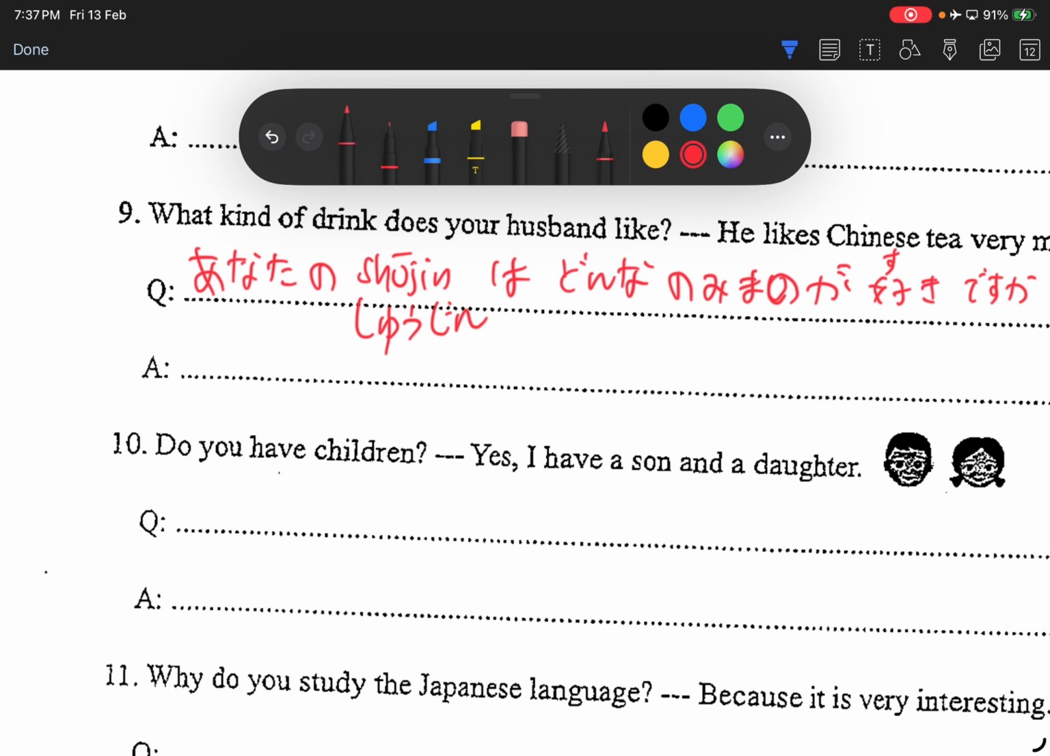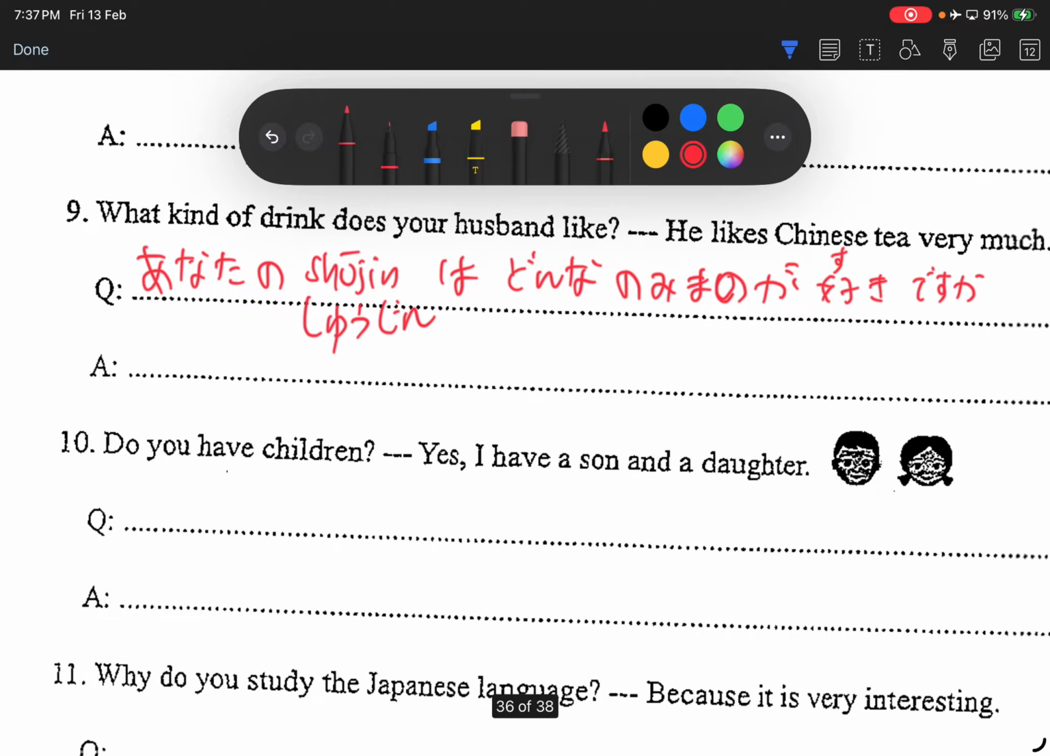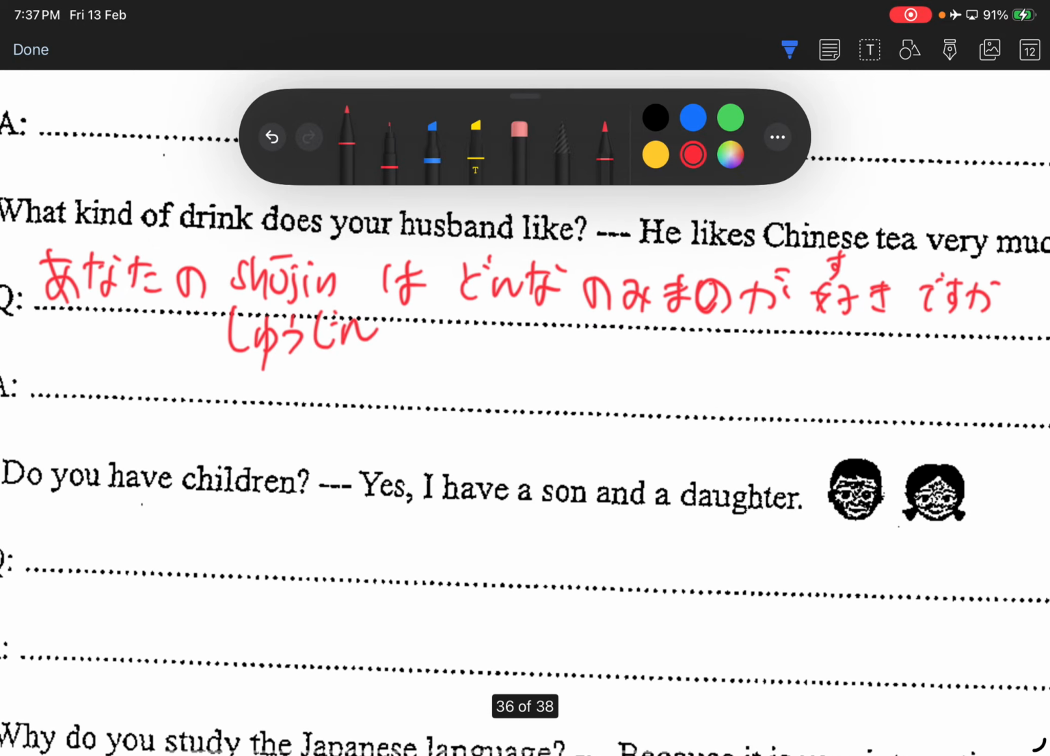好き is a na-adjective. So when we have an adjective, that means we have something to describe. We need to have an object to describe it. So the object in this case is represented before the が. No, 飲み物, I wrote wrong. 飲み物, my bad. が好きです.